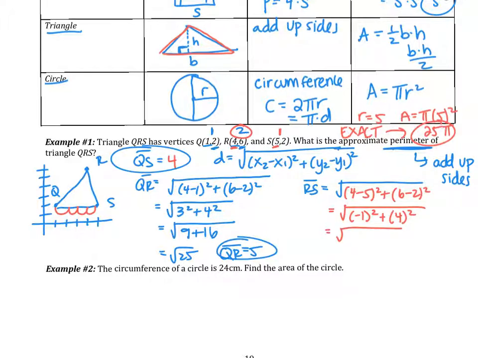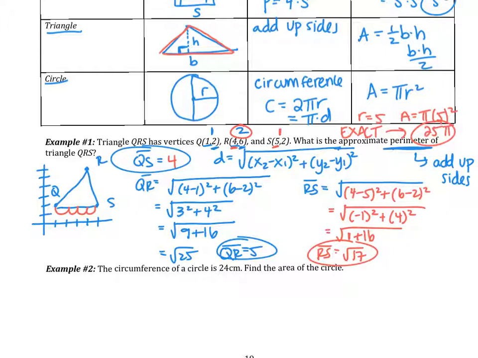Okay, here's where we need to be careful. Negative 1 squared is positive 1, not negative 1. Negative 1 times negative 1 would give us positive 1. And then 4 squared would be 16. So finally, we get an RS of the square root of 17. Okay, we are not done yet. I know that that was a lot of work, but we need to answer our final question.